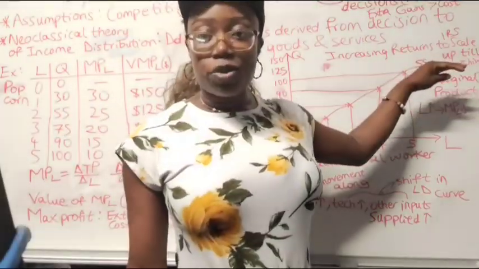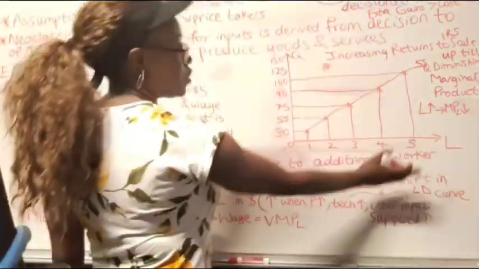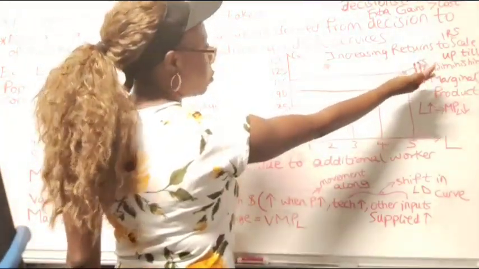So basically, this is your output, which is the same thing as your labor supply curve, because it shows you how many workers are being supplied to this firm in order to give the corresponding outputs.